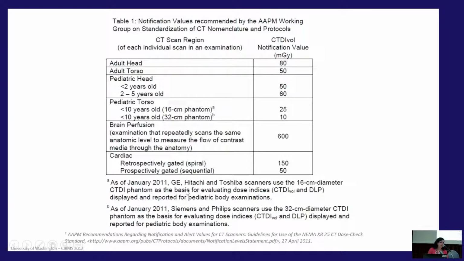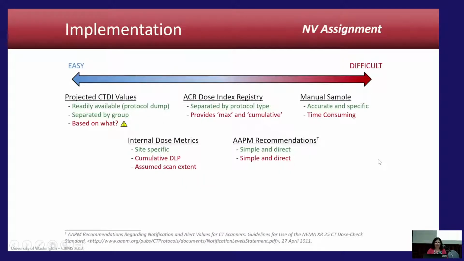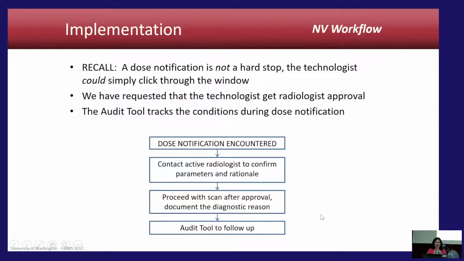And all scanners, probably after when did XR-29 come out? Probably 10 years ago. So I would say any scanner made after 2010 probably has this feature available. I don't know how old your scanners are in Thailand, but you can set this up so that your technologists, with the help of the physicists, set up these values, and that way you do not by mistake over-radiate a patient. This is just showing you could do it an easy way or a difficult way and do all kinds of things to figure out those notification values.